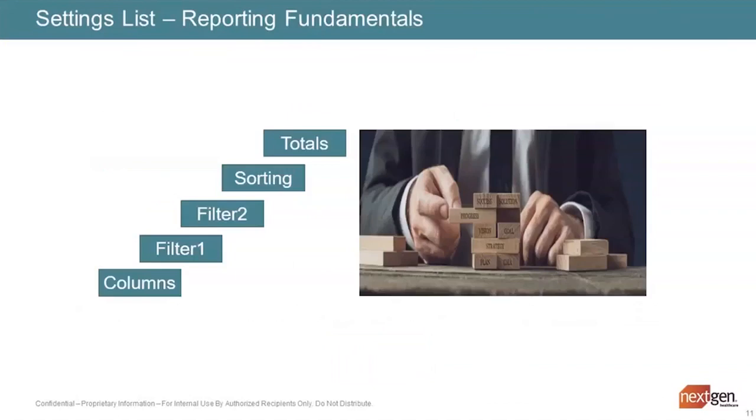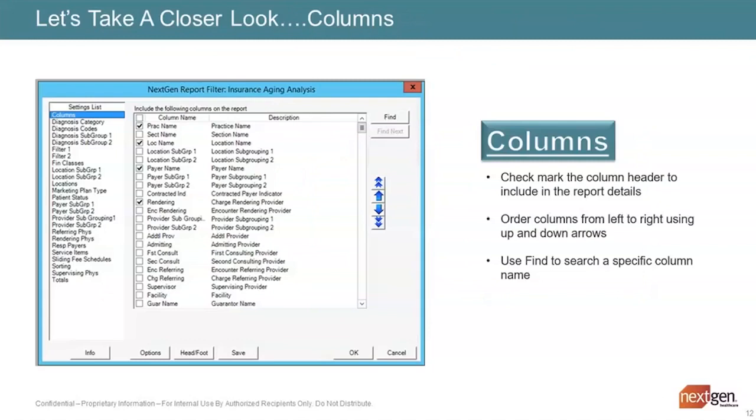All right, settings list, reporting fundamentals. We are going to go through these 5 different categories in depth. We're going to review the columns, filter 1, filter 2, sorting, and totals. In the first one, in columns, when you open up either of the reports and you select a report in the reporting feature in NextGen, this box populates. You're going to see the settings list and a whole bunch of things listed under that settings list.